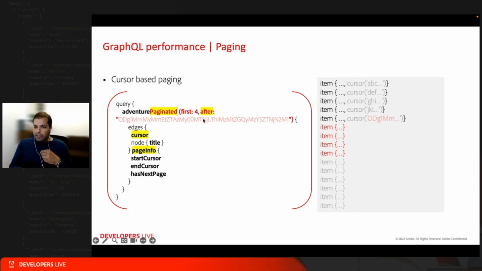When executing cursor-based pagination queries, you have the start and end cursor of the page also being returned as part of the page info, and also the information if there is any next page available. So in this example, you see that the 4 items after the given cursor will be returned.